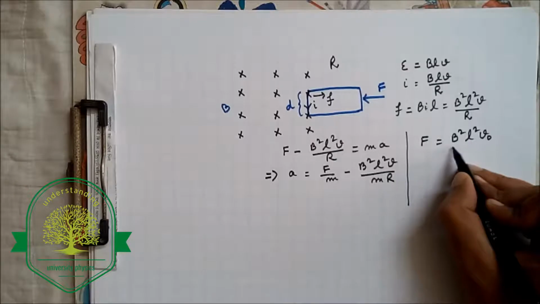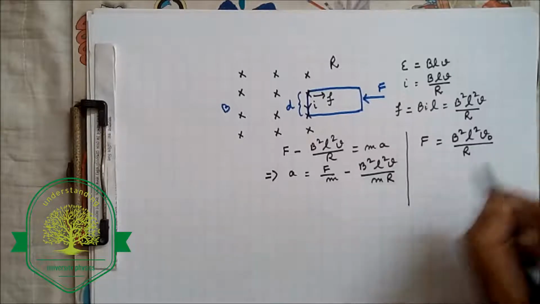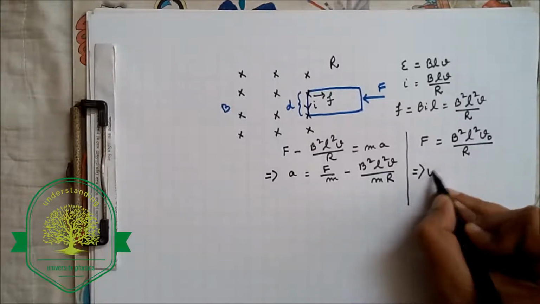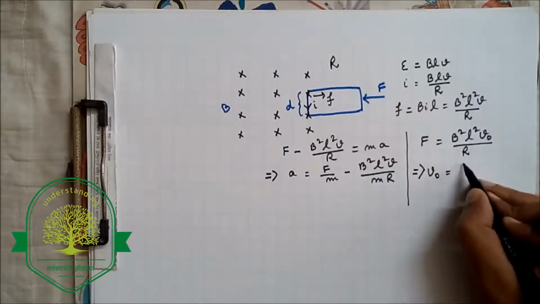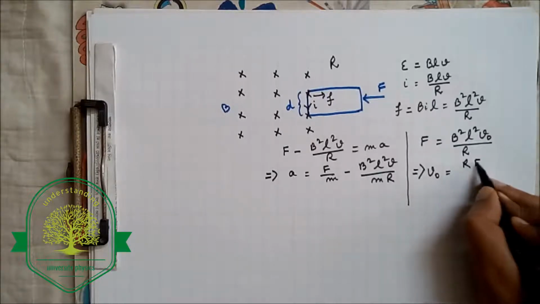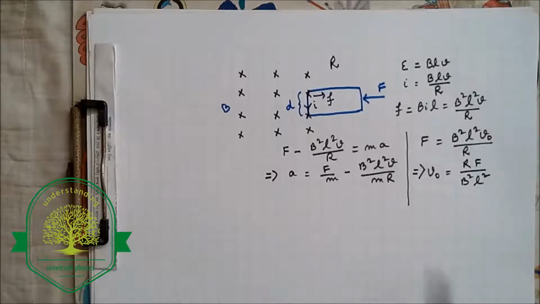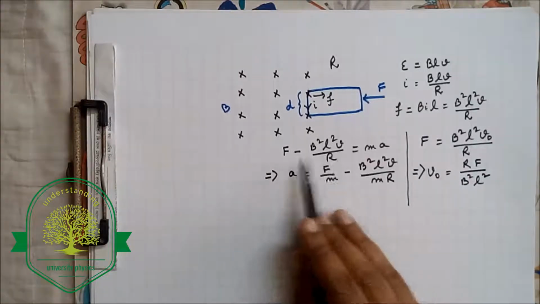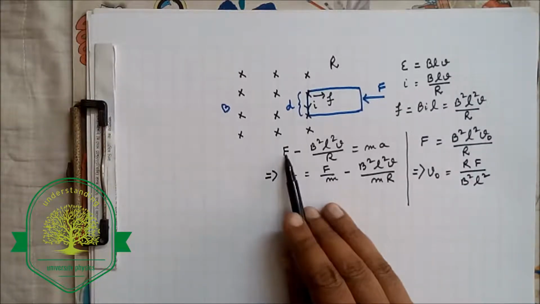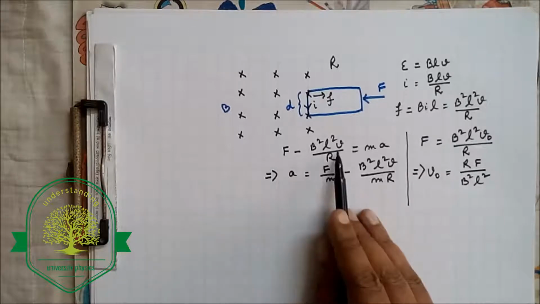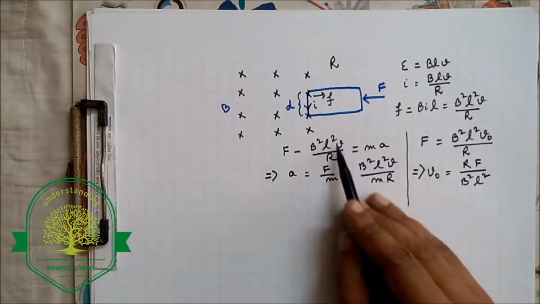Let me say that the velocity when the acceleration is 0, let that velocity be v0. So we can easily find an expression for v0. v0 will be RF divided by B squared L squared. So after some time, when these two forces will become equal, obviously after some time these two forces will have to become equal because V is increasing from 0.